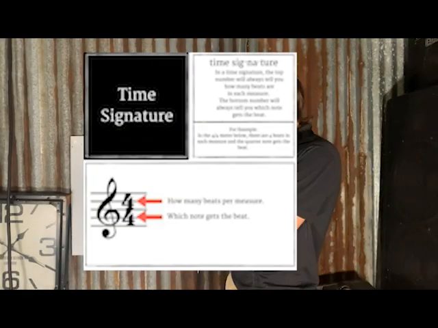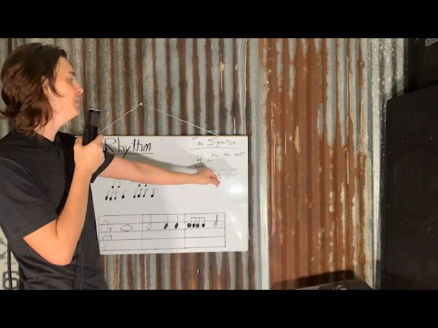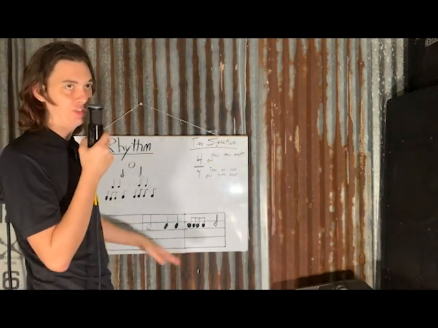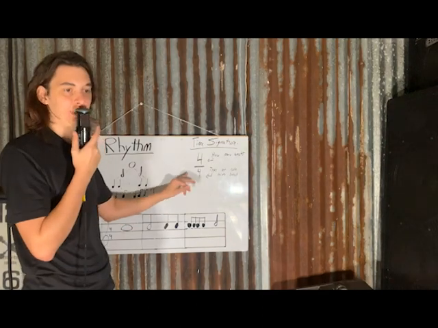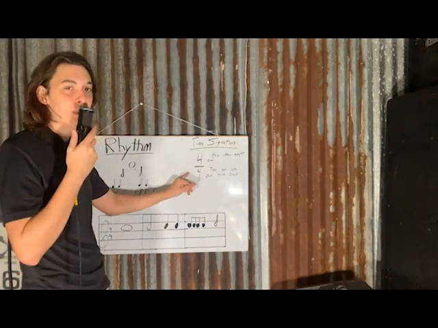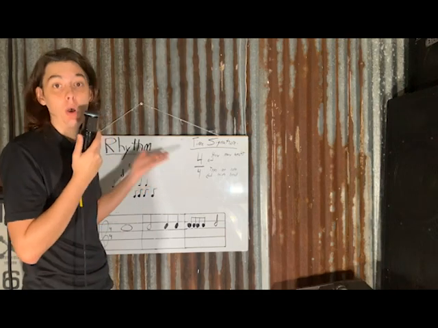So now we have time signatures. The top number tells you how many beats there are going to be in a measure. The bottom number tells you what type of note receives the beat. We have a 4 here. That means it's going to be a quarter note. If we had an 8, it would be an eighth note. If we had a 1, it would be a whole note, one whole note.